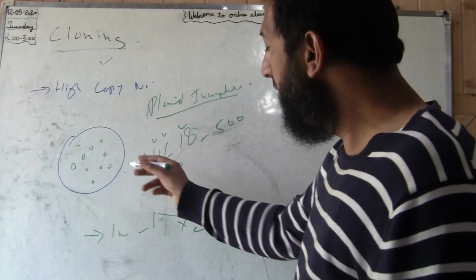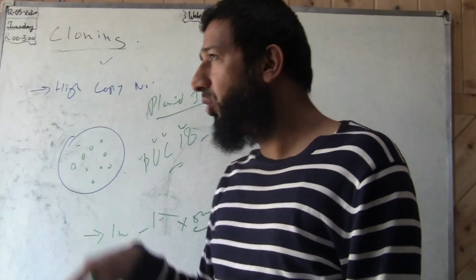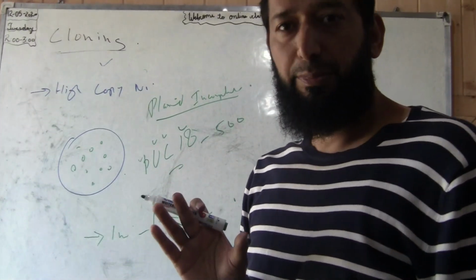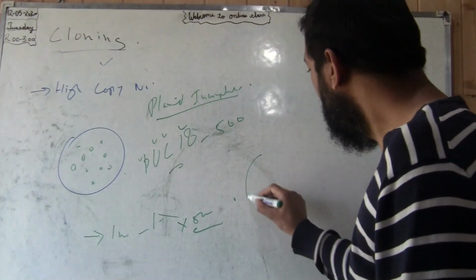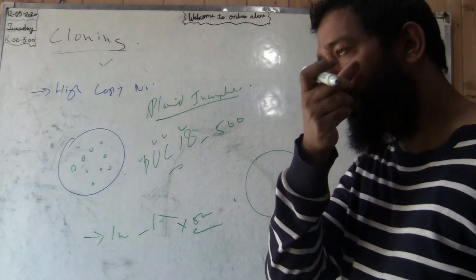So why this happens is we make the host faulty in replication, when replication occurs, rolling circle replication or D-loop replication.